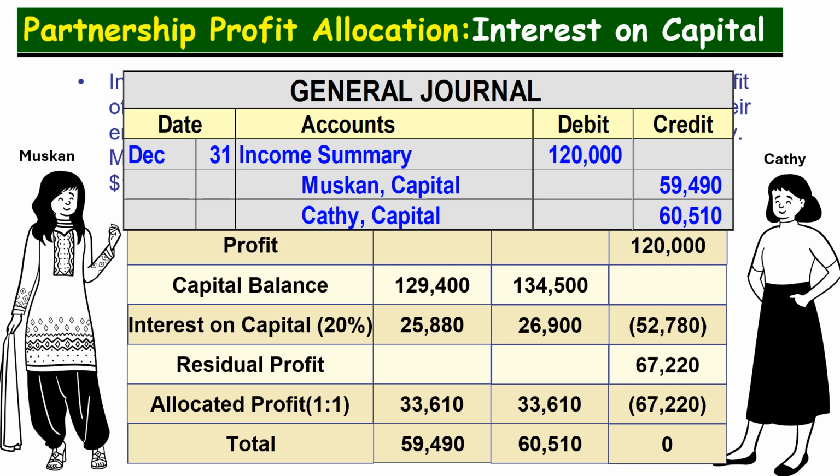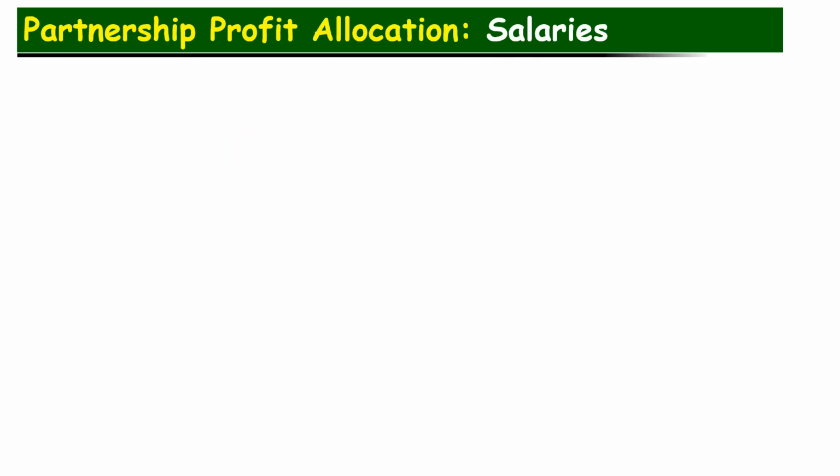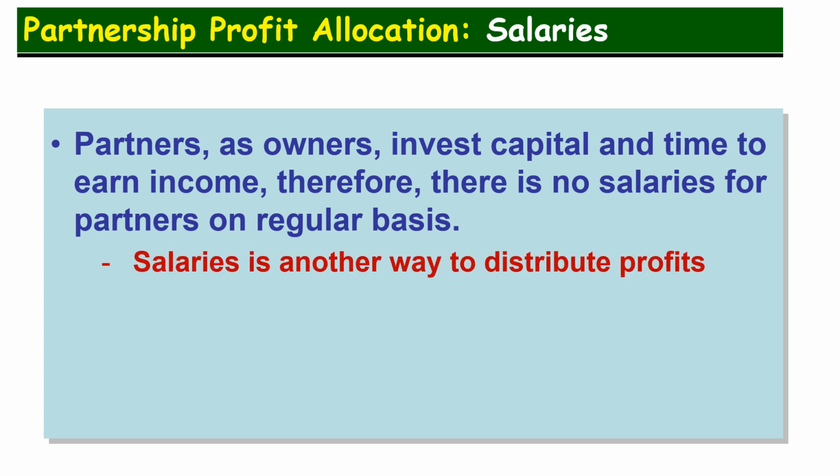Let's look at method number 3, which is salaries. Now, partners as owners invest time and capital to earn income. Therefore, there is no salary for partners on a regular basis. So even though they might call it salaries, these are not salaries. These are actually another way of distributing the profits. Remember, owners do not take salaries.